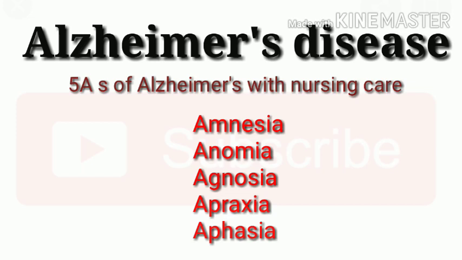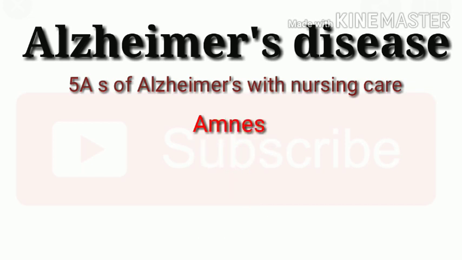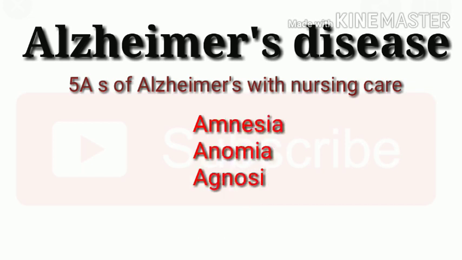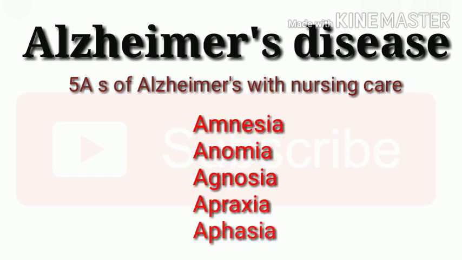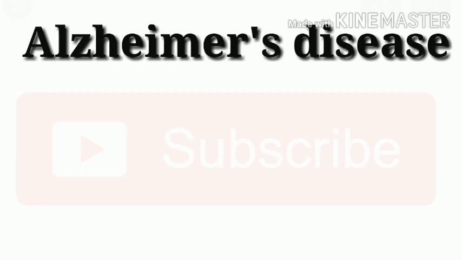These are the 5 A's of Alzheimer's disease. Remember these 5 A's. This will be helpful for your exam as well as for communicating with the Alzheimer's patient. They are amnesia, anomia, agnosia, apraxia, and aphasia. Mini mental status examination, CT scan, and MRI are the major diagnostic tests for Alzheimer's disease.